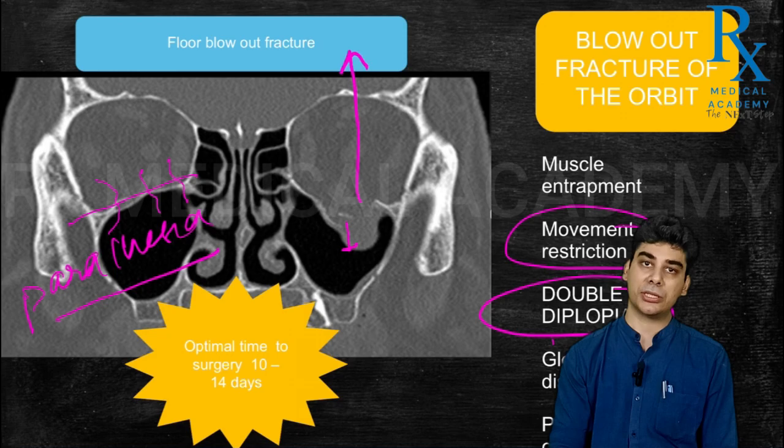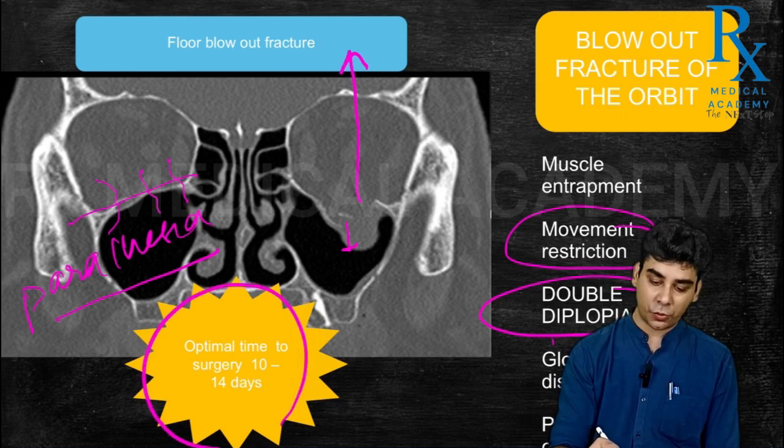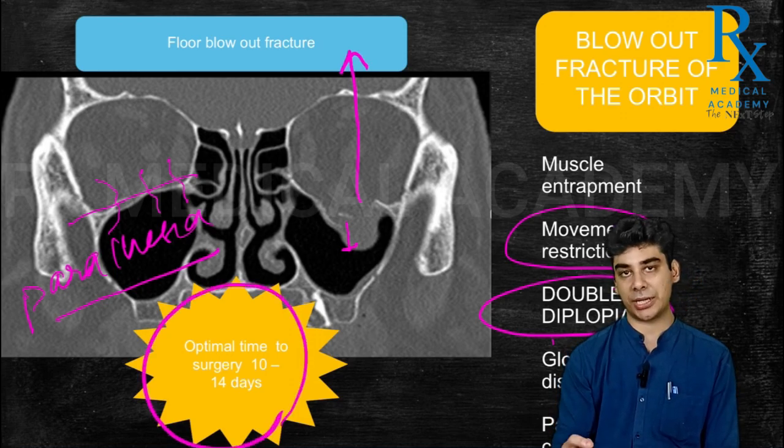So when do you take up these cases for surgery? Optimal time is within the first 2 weeks. 14 days के अंदर आपको इसको ऑपरेट करना चाहिए.